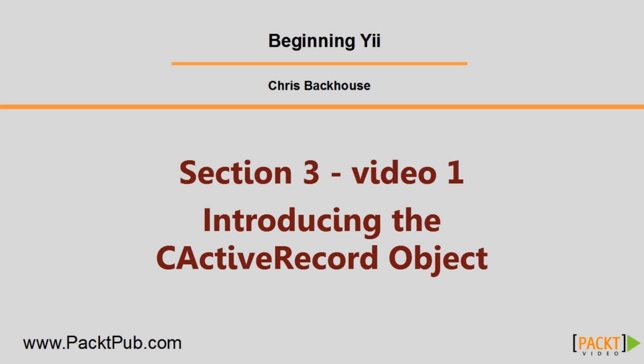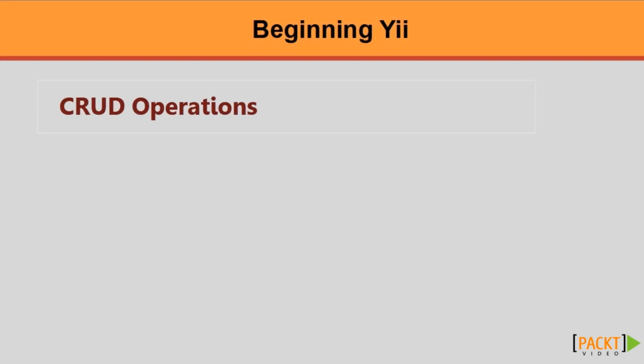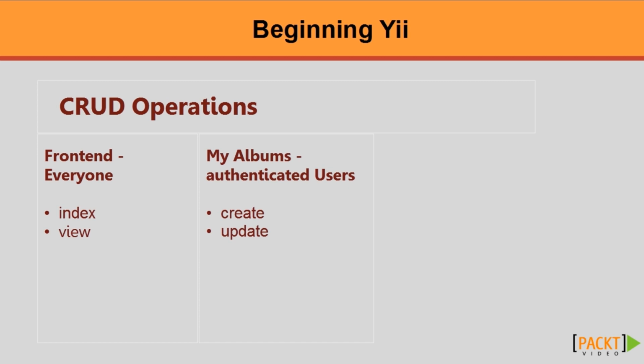In our last session, we generated our application using Gii. And in this session, we're going to start by looking at the data model in more detail. And then in the rest of section 3, we'll begin tailoring the application to suit our needs. As we've seen, a Yii application is split into CRUD actions for each data model. And the basic functions like list and view are available to all users. And then the create and update functions are restricted to logged in or authorized users. And the delete function is restricted to an admin-only user.